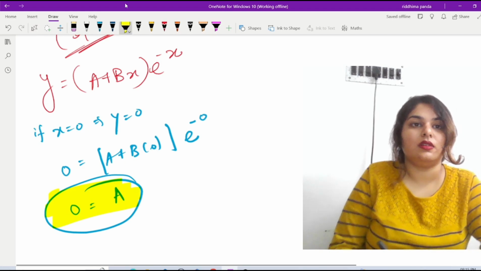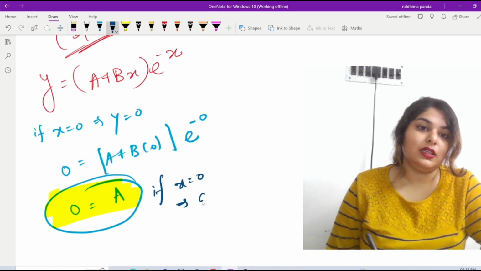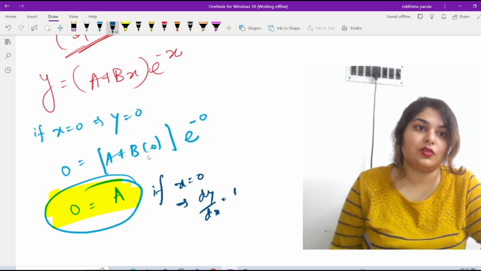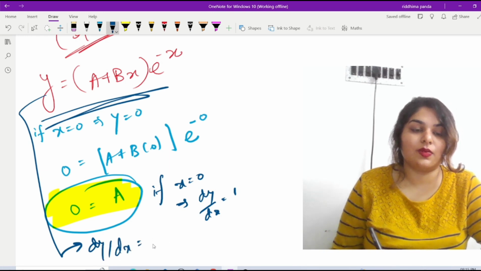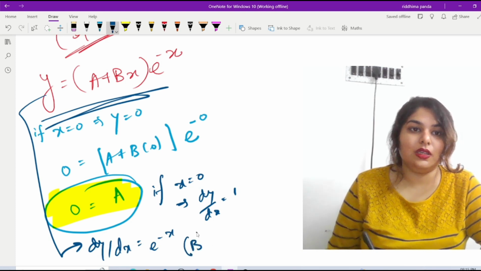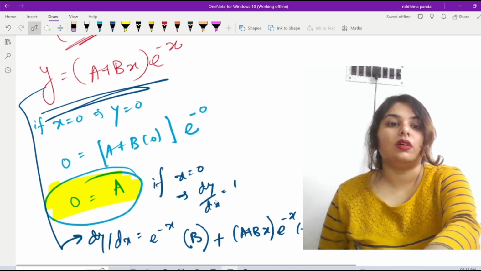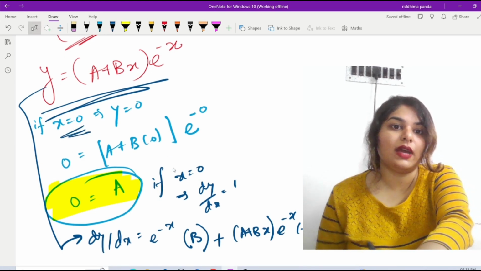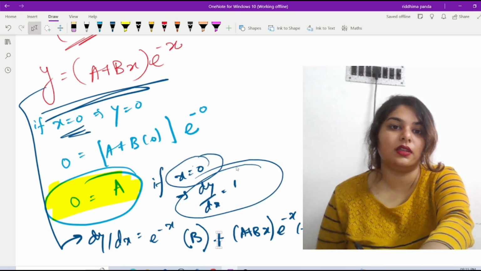Another condition given is, if x is equal to 0, then dy by dx is equal to 1. So if this is y, how much is our dy by dx? dy by dx is equal to e to the power minus x into b, plus (a plus bx) into e to the power minus x into minus 1. Correct? Now we have to put x is equal to 0.